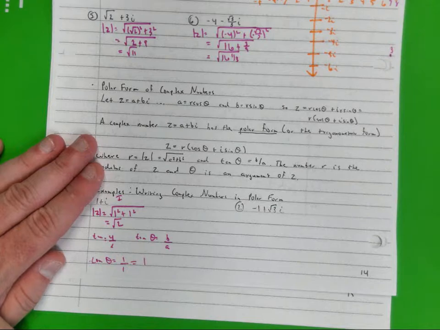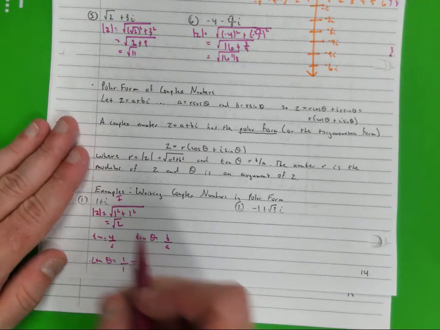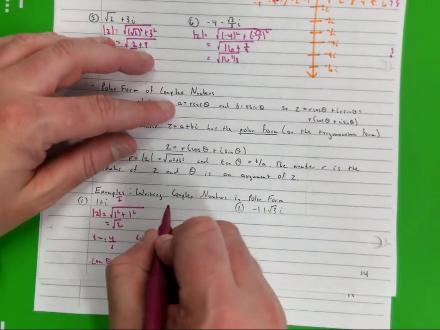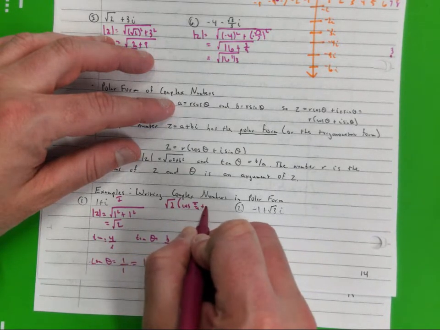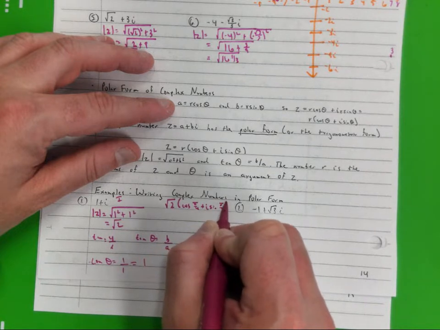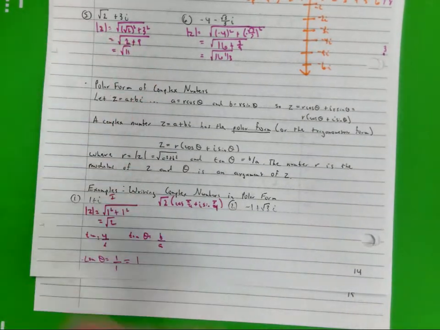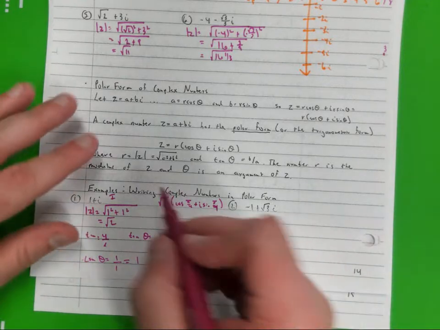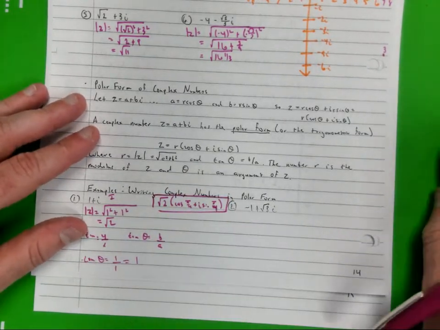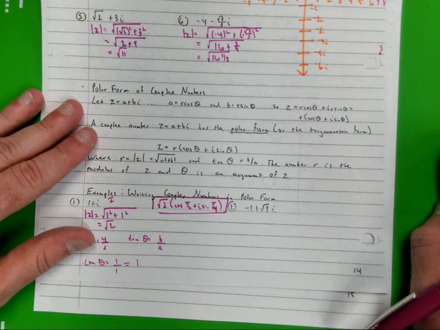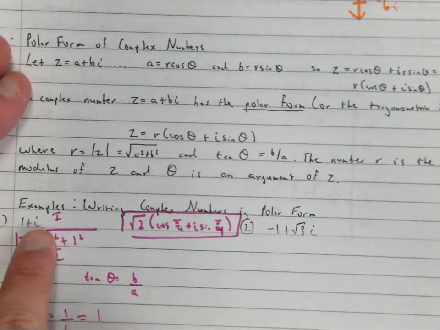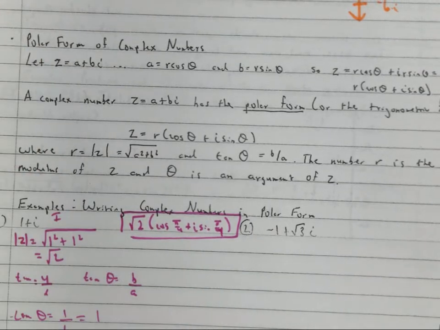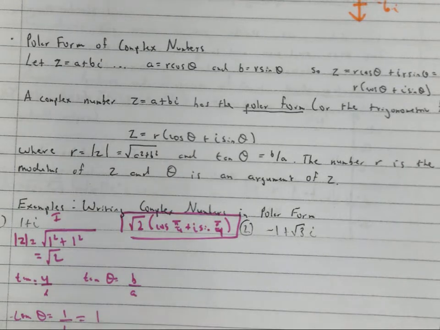What family gives you a tangent value of 1? Pi over 4, which is in quad 1. So your answer is the square root of 2 cosine of pi over 4 plus I sine pi over 4. There's your complex number in polar form. That's your answer. So that's it in complex form, and there it is in polar form: square root of 2 times cosine of pi over 4 plus I sine pi over 4.